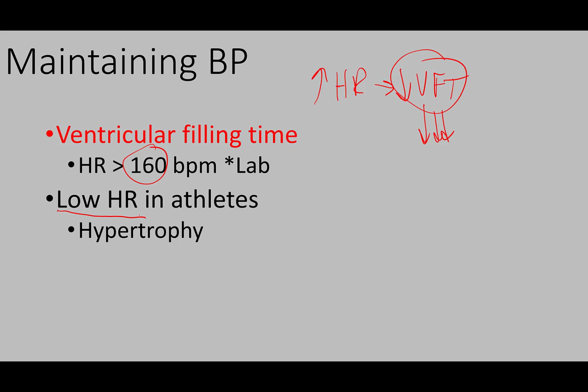because in endurance athletes, people that are distance swimmers, distance runners, things like that, their heart is so strong that with each one beat, the stroke volume is so high that heart rate doesn't need to be very fast in order to achieve the same cardiac output. And when the heart gets really, really strong, very, very big and muscular, that's called ventricular hypertrophy or cardiac hypertrophy.